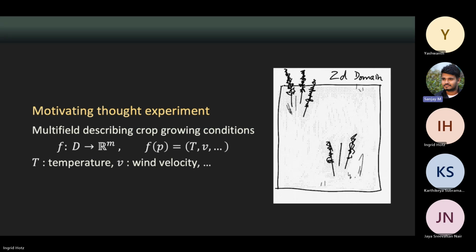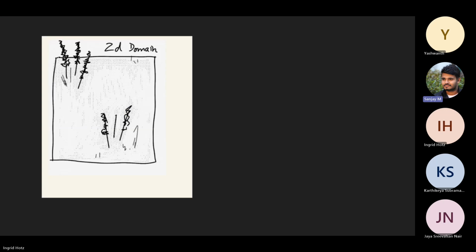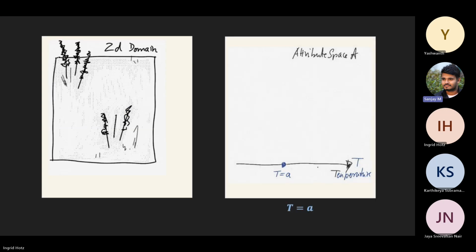I'd like to explain the idea and go through an example, which is a broader example. Here our domain is two-dimensional. Just think about a field where we draw drops, and we think of a multi-field describing the conditions for these drops to grow, which could be temperature, wind, or whatever. This is all made up, so don't take it too seriously. It's just to show the idea. Here's our domain, here's our attribute space. We start with the temperature.